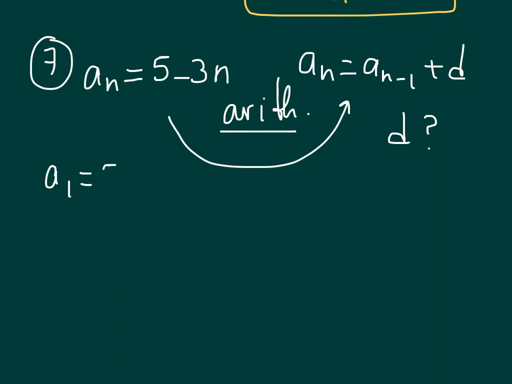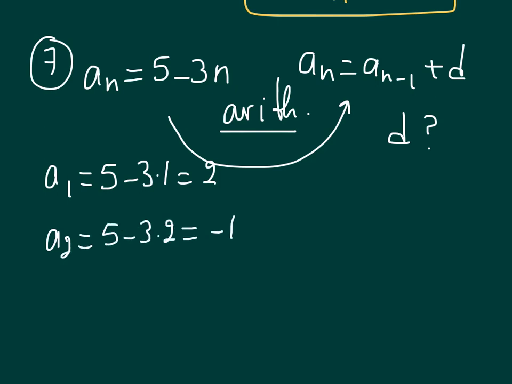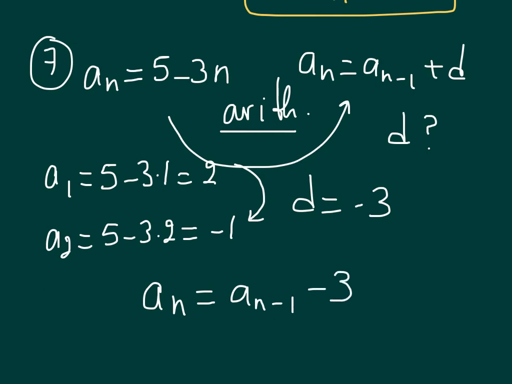The first term will be 5 minus 3 times 1, which is 2. The second term will be 5 minus 3 times 2, which is -1. So in order for us to find the common difference, and in this case you will know it's the common difference of -3, the recursive rule for the arithmetic will be a_n equals a_(n-1) minus 3.